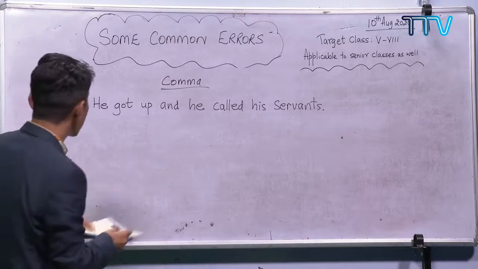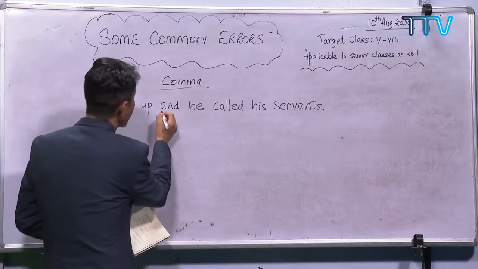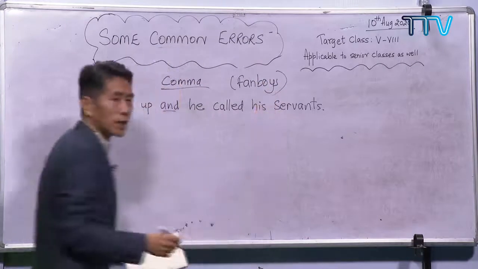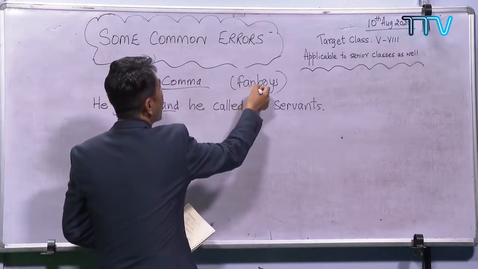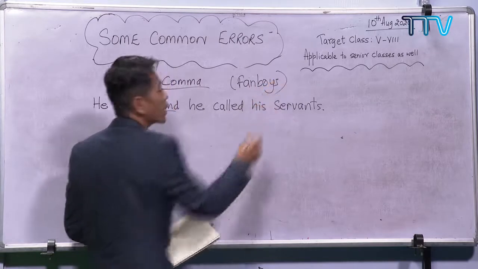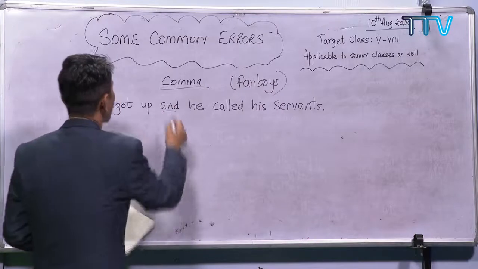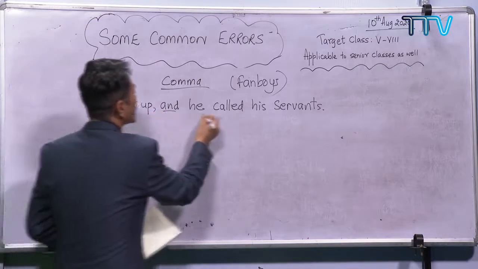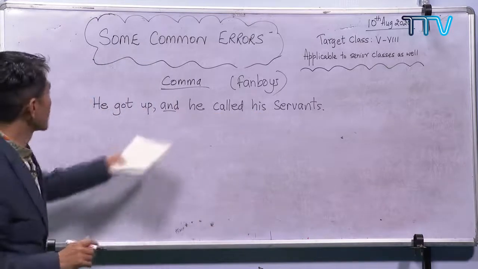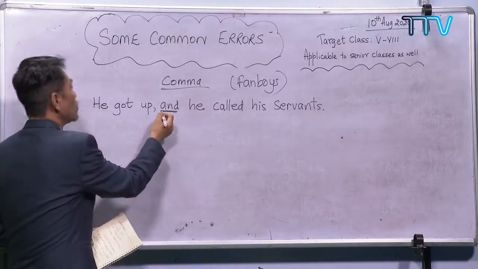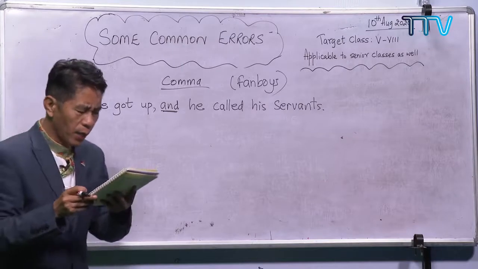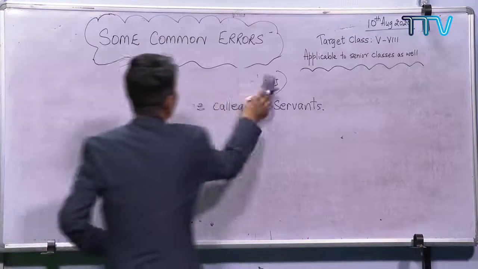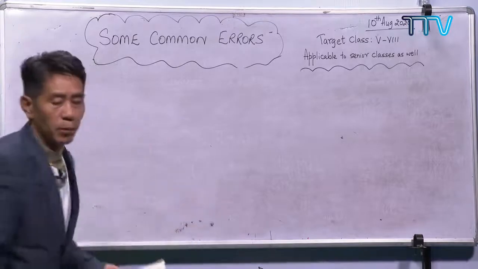Now, what I want to say is there is a conjunction. We have conjunctions like FANBOYS: for, and, nor, but, or, yet, so. Whenever we have one of these conjunctions, we have to use a comma. For example, he got up, comma, and he called his servants. Whenever we have these FANBOYS conjunctions, before that we have to use the comma. That is the thing you have to keep in mind. Regarding commas, I'm sure you can all relate to this, because these are some of the common errors.